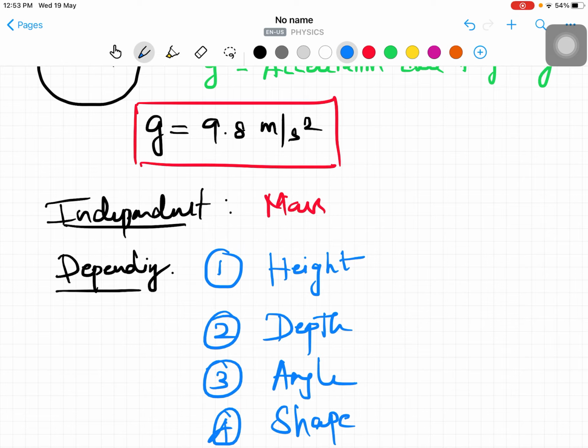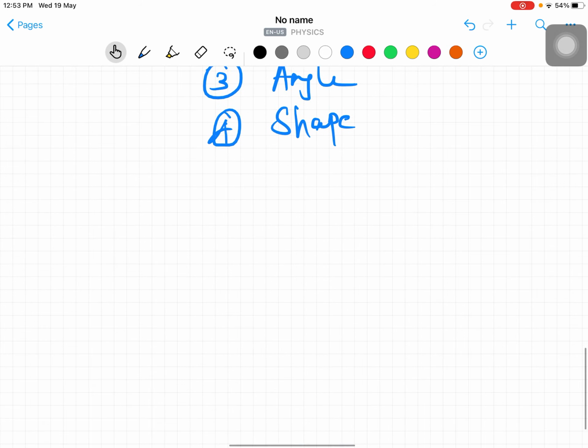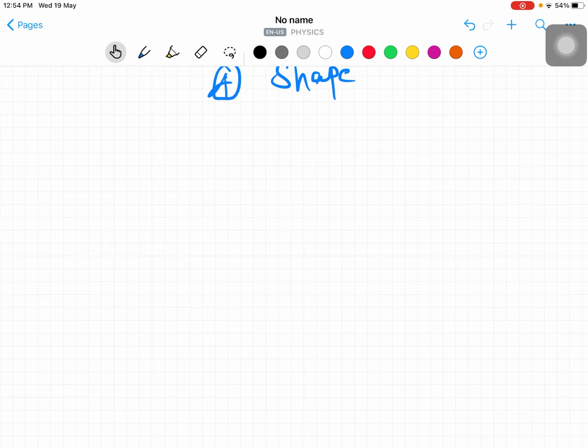But before we discuss that, we first need to know how the value 9.8 comes, and then only we move to that one, right? So now we are going to discuss the expression for acceleration due to gravity. So our topic now is the expression.